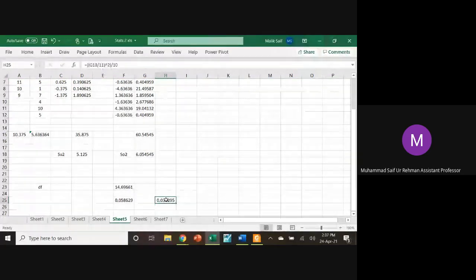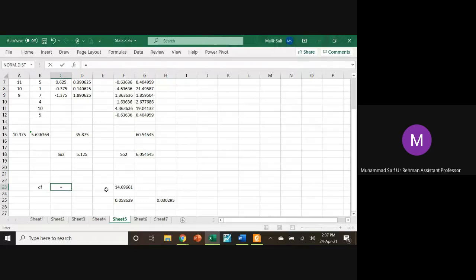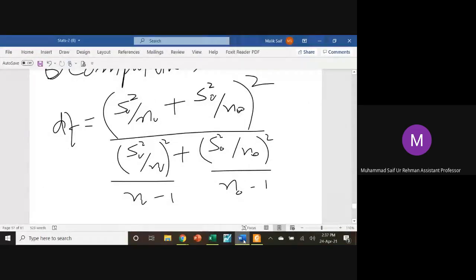Okay. And for degree of freedom, what will you do? Equal to, this is your numerator divided by, this was the first value in the denominator, plus this was the second value in the denominator, and close the braces. Press enter. I think we have made some mistake. So I have to take NO whole square.